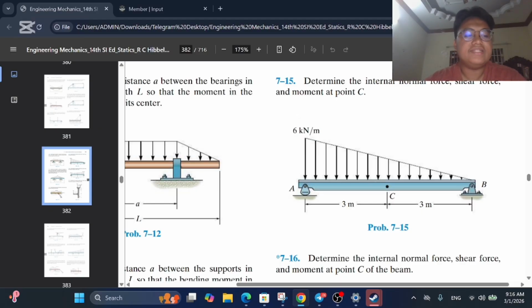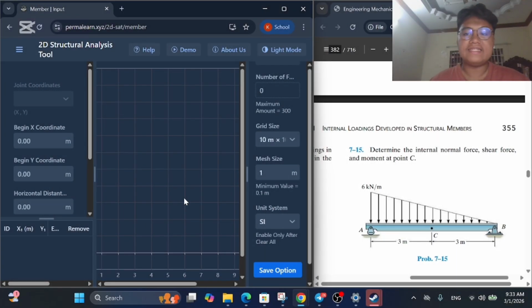And shear force is the force that acts perpendicular to the length of the beam. It tries to slide one part of the beam past another part, like a tearing action. And the bending moment is the rotation force inside the beam that causes it to bend. Now let's apply our exercise into our platform.